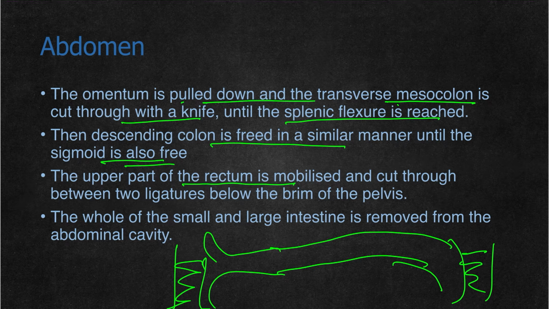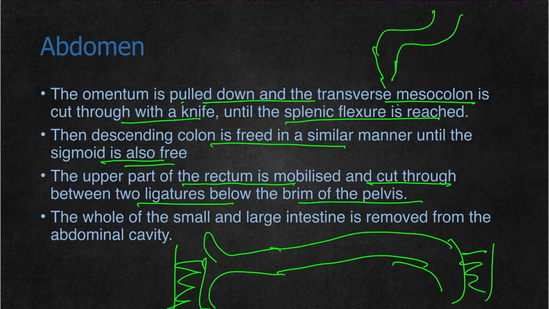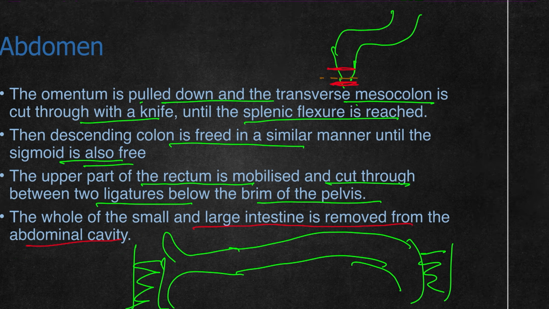The upper part of the rectum is mobilized and cut through between two ligatures below the brim of the pelvis. Near the rectum, two ligatures are placed, one above and one below, and it is cut between the two ligatures so that any content inside the rectum and large intestine is preserved. The whole of the small intestine and large intestine is removed from the abdominal cavity. So the entire small intestine and large intestine comes out.